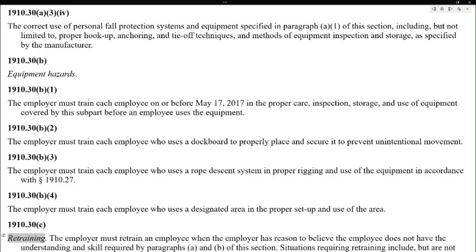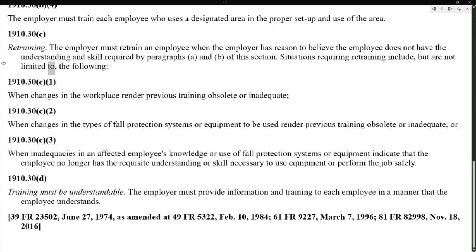1910.30(c) Retraining. The employer must retrain an employee when the employer has reason to believe the employee does not have the understanding and skill required by paragraphs (a) and (b) of this section. Situations requiring retraining include, but are not limited to, the following. 1910.30(c)(1). When changes in the workplace render previous training obsolete or inadequate.